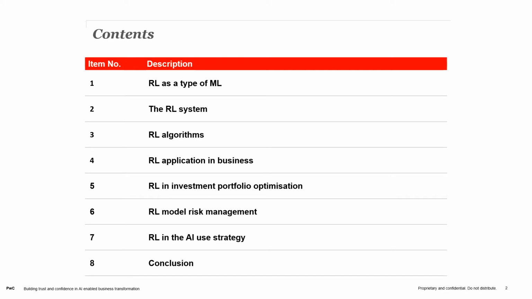So what we'll be covering is these items here. We're looking at reinforcement learning as a type of machine learning and how it differs from other types of machine learning, the RL system and its components, a brief look at RL algorithms, identifying some application areas in business, and then looking a bit more detailed at an RL application, investment portfolio optimization. And then wrapping up with some issues in RL model risk management, as well as some ideas on how RL can be used in the AI strategy of the firm.